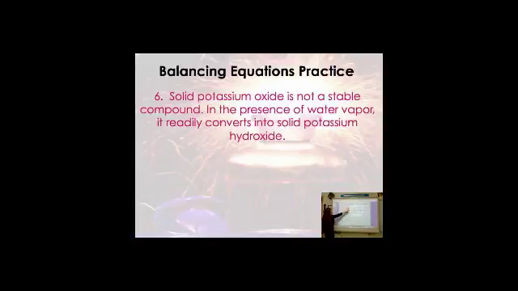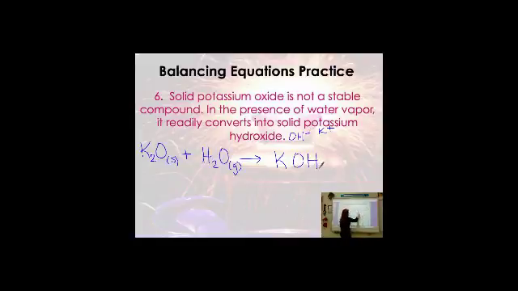Last example, solid potassium oxide. K is a 1 plus. Oxygen is a 2 minus, so it's K2O solid. That's not stable, because in the presence of water vapor, H2O in the vapor form, that's gaseous, what happens? It readily converts into solid potassium hydroxide. Here are ions. Solid potassium, K 1 plus. Hydroxide, OH 1 minus. They cancel out. KOH, and that's also a solid.